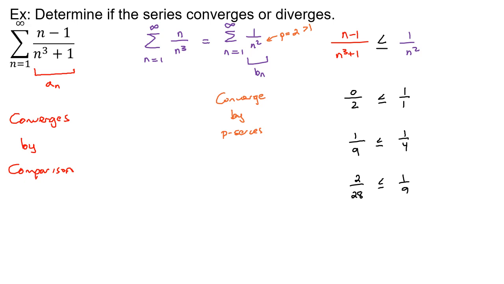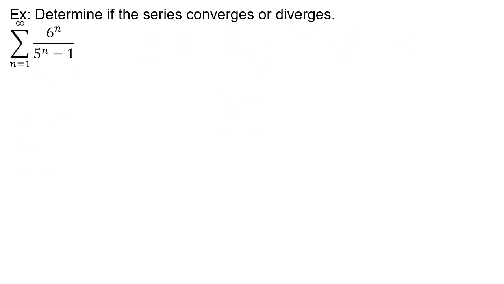Another example would be a geometric series. So this one actually I'm going to compare to a geometric series. Determine whether the series converges or diverges. Again, the 6 to the n divided by 5 to the n minus 1, that would be my a sub n. And I'm going to compare that to, since there's a minus 1 on the bottom, I'm just going to drop that minus 1 off. I'm going to make this 6 to the n over 5 to the n. Or this is 6/5 to the n.